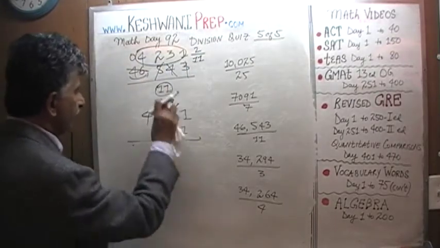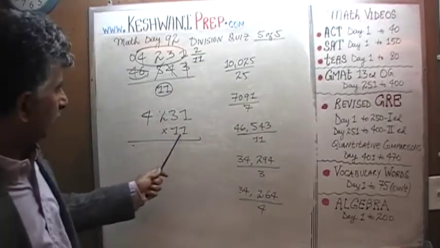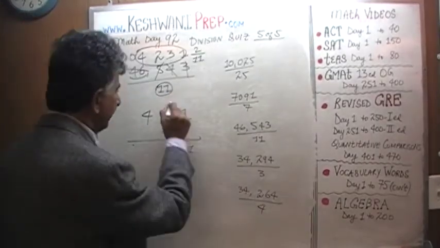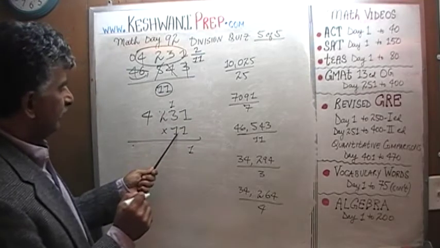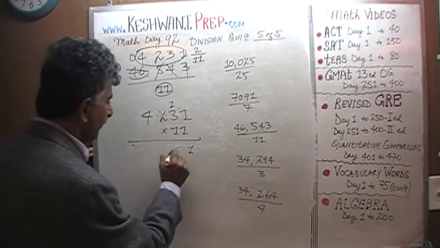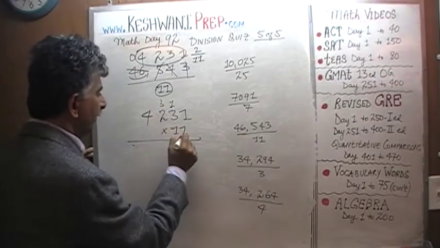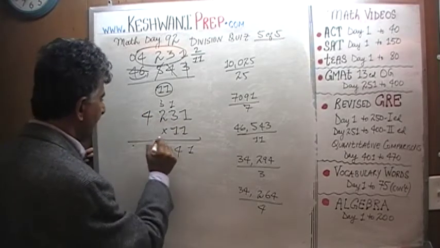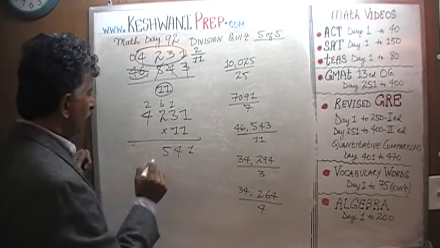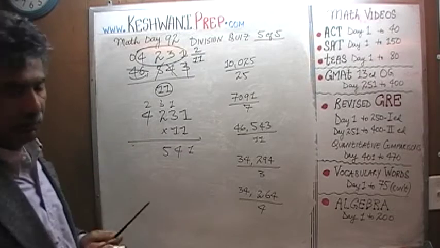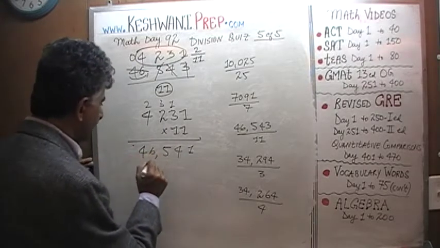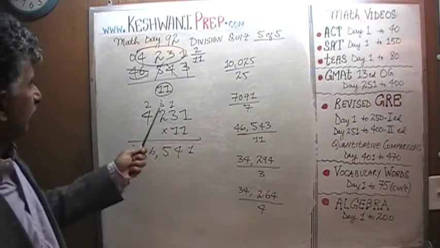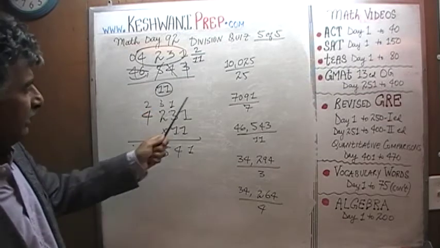Let's start again. 11 times 1 is 11. Carry 1. 11 times 3 is 33. 33 plus 1 is 34. Carry 3. 11 times 2 is 22, plus 3 is 25, 5, carry 2. 11 times 4 is 44, 44 plus 2 is 46. So we get 46,541, but we had 46,543.